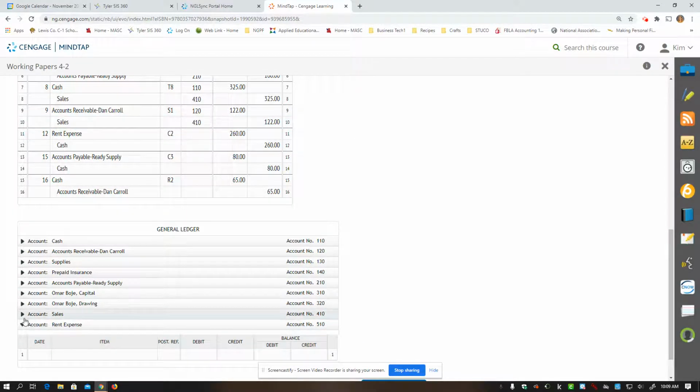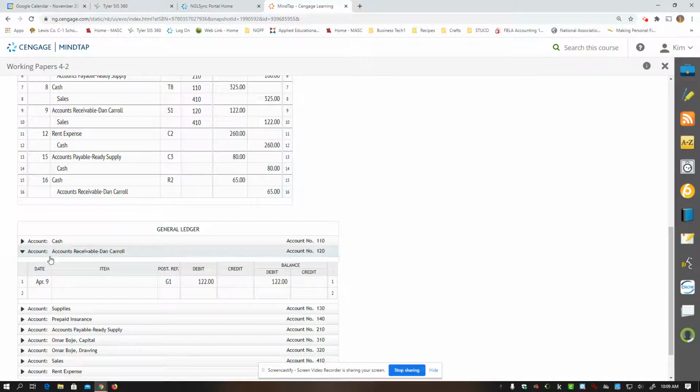Rent expense. So I'm guessing you go to rent expense, April 12th, G1. Did I go too fast? Yeah. Where am I supposed to put the 447? In the second credit box across from sales. Don't worry, keep going. I got it.